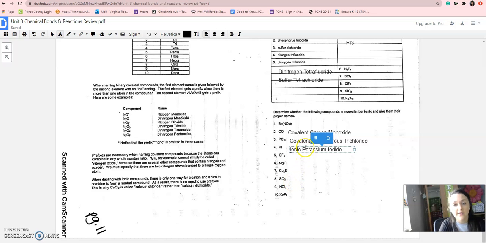All right, so go through, decide if they're ionic or covalent. If they are ionic, just write the metal, nonmetal, ide. If they are covalent, use prefixes.